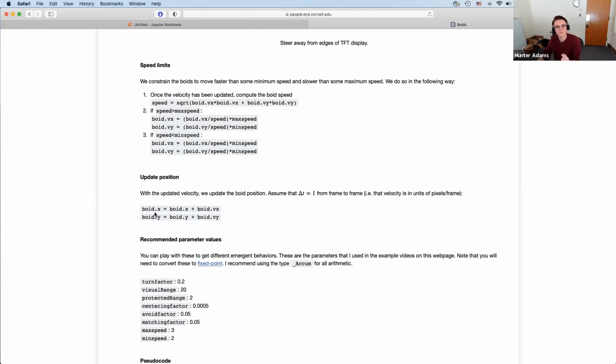The new x position is the old x position plus the velocity. This works because of the units that we've chosen, right? Our velocity is in units of pixels per frame. Our position is in units of pixels. We're updating it in a time step of 1 frame. So this is essentially an Euler integration, but that delta t that typically appears in an Euler integrator is just 1 because we're using units of pixels per frame.